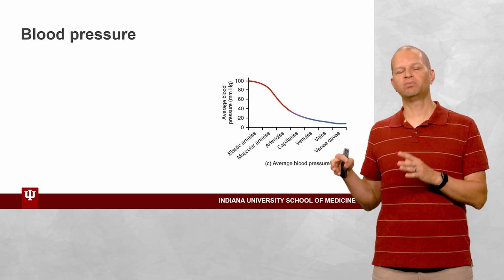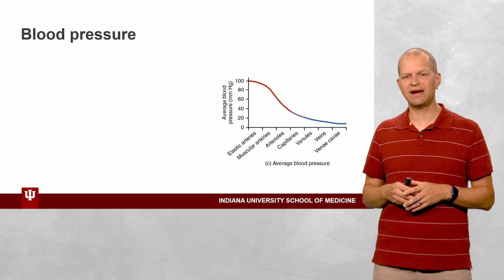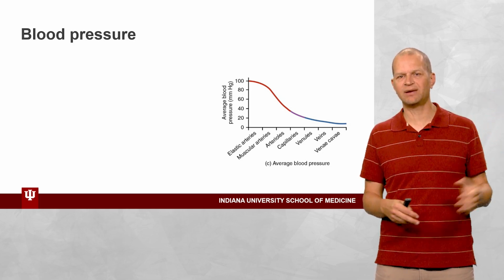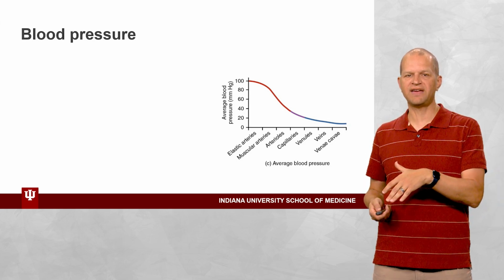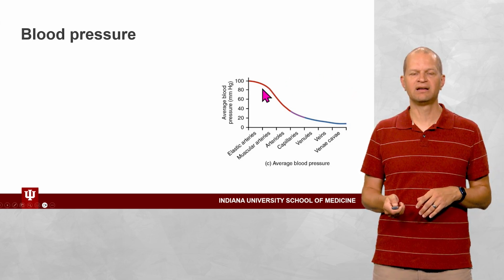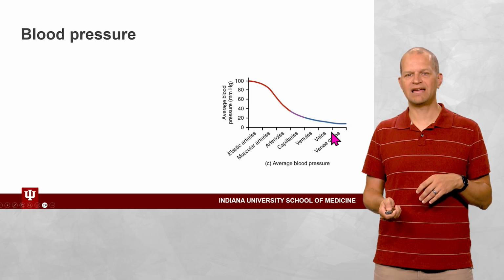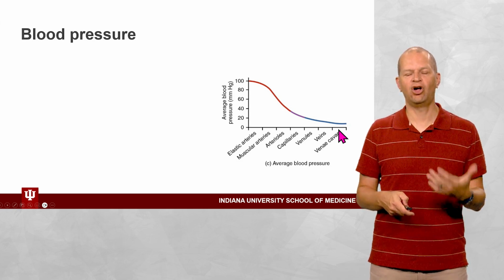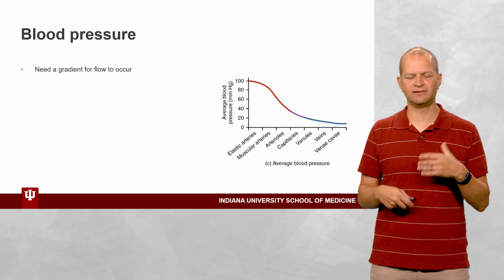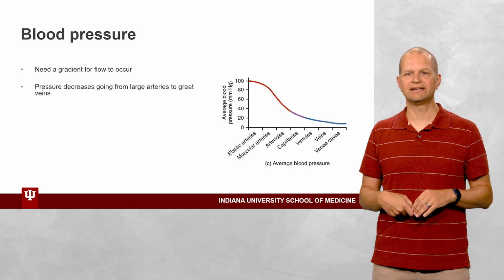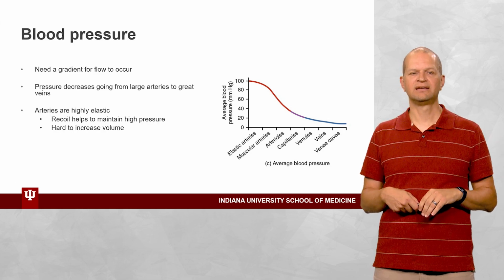So this leads us to blood pressure. Okay, so in order for flow to occur, we need to have a gradient, which means we have to have, in this case, high pressure somewhere and a low pressure somewhere. So notice on this figure, again, going from arteries to veins, we have the highest pressure up here as blood comes out of the ventricle into the aorta. And then by the time it gets to the vena cava, pressure is almost zero. Okay, this is important because it allows continuous flow of blood. We need that gradient. And so this gradient, high pressure in the arteries, low pressure in those great veins.